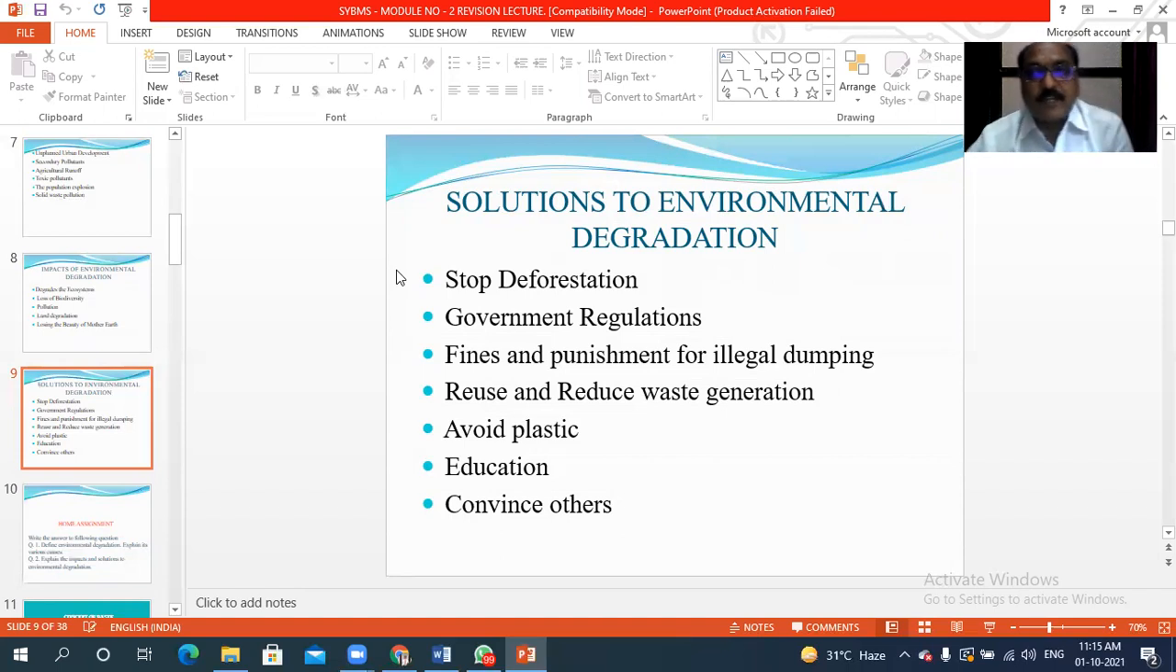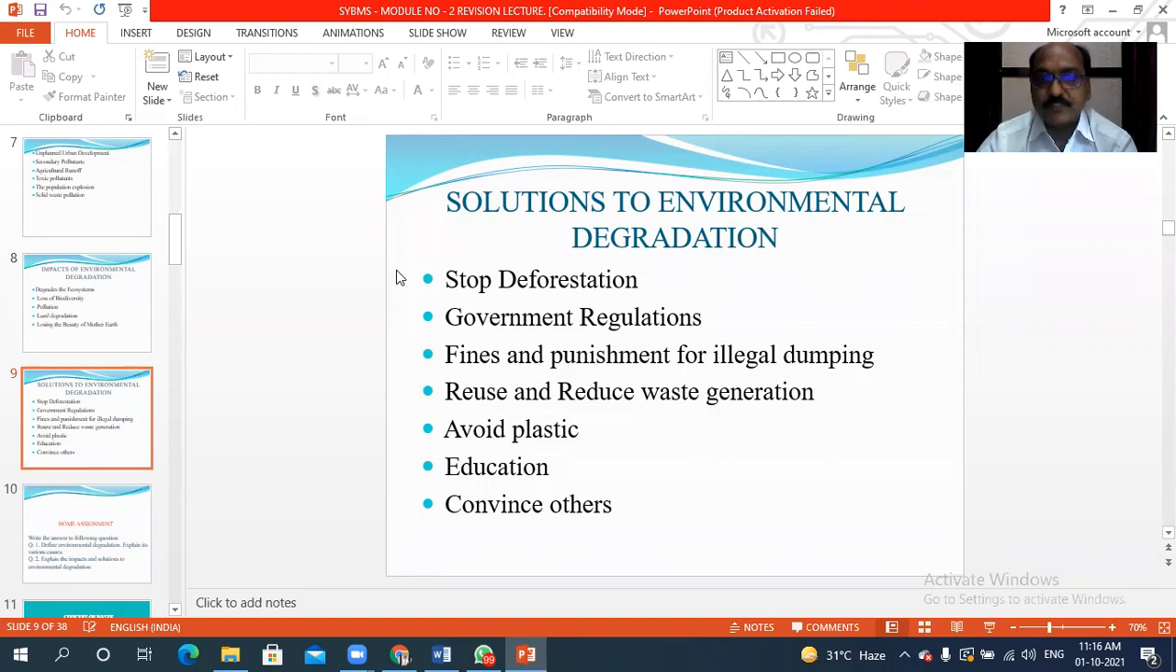Then government regulations. Whatever rules and regulations are published or made by the government, everybody has to follow. Then another: fines and punishment for illegal dumping. So a fine provision and a punishment provision should be there. When that kind of provision is there, automatically people will follow all the rules and regulations.